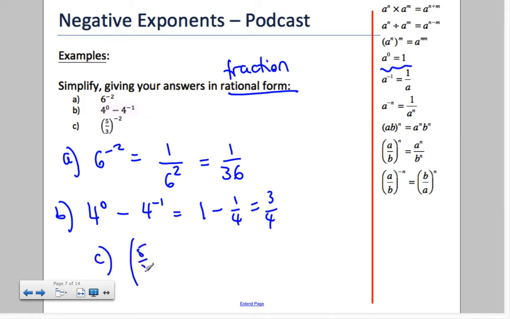C, I've got 5 over 3 to the power of negative 2. So it looks like this. I need to find the reciprocal and I need to square. So I need to do 3 over 5 to the 2. By flipping the fraction over, by finding the reciprocal, you've dealt with that negative. And then I'm going to square both, so that gives us 9 over 25.